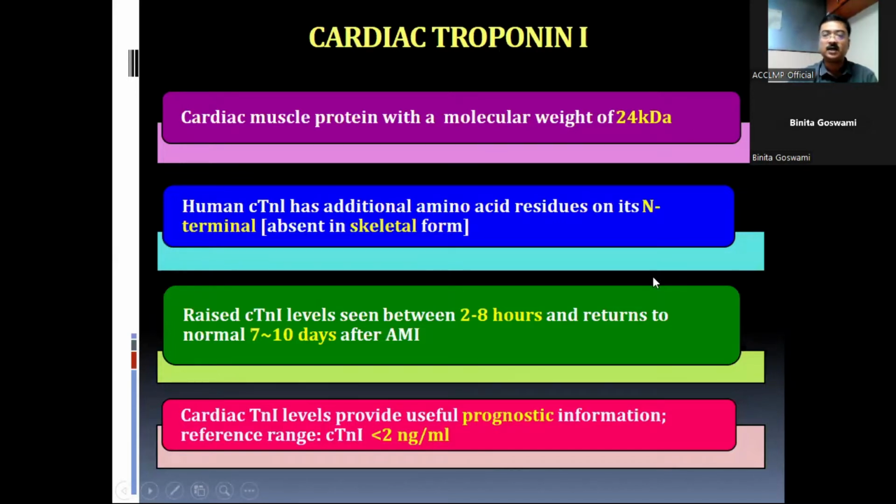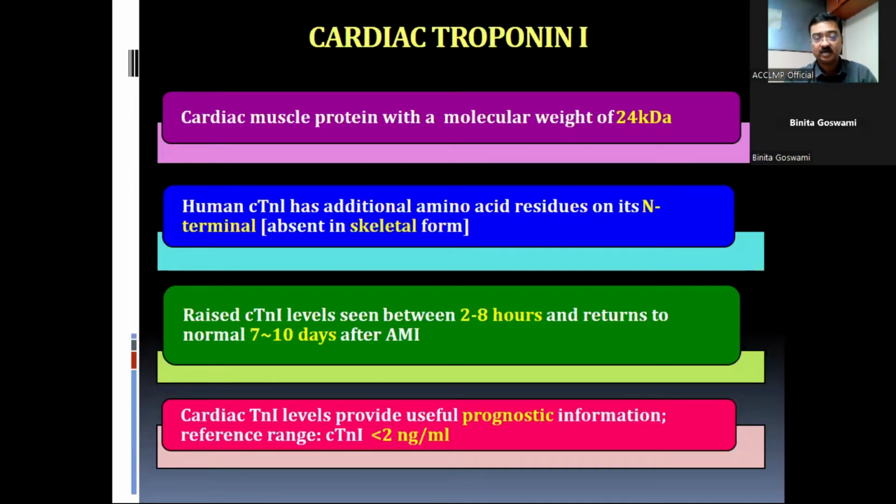Now, every cardiac diagnosis is now based on two cardiac markers: cardiac troponin T and cardiac troponin I. Previously, troponin I was also there, but it was never considered a very ideal marker. But nowadays, human cardiac troponin I has an amino acid residue on its N terminal which is absent in the skeletal form. That made it very specific for cardiac muscle, and that is why its diagnostic importance has come up.